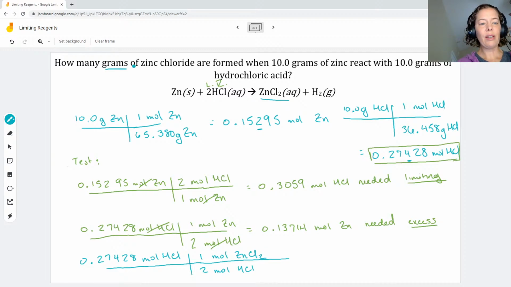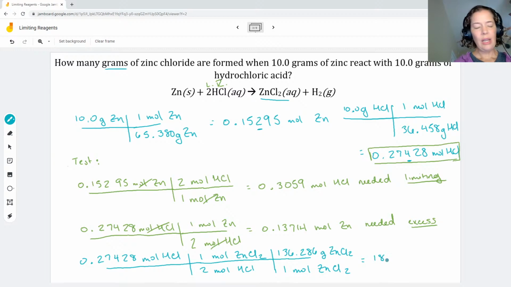And it's asking for grams, so we have one more conversion factor here. And that is just the molar mass of zinc chloride, which I do have here. It is 136.286 grams of zinc chloride. Okay, so put this in your calculator. And just like usual, I'm going to give multiple decimal places because we need to figure out our sig figs.